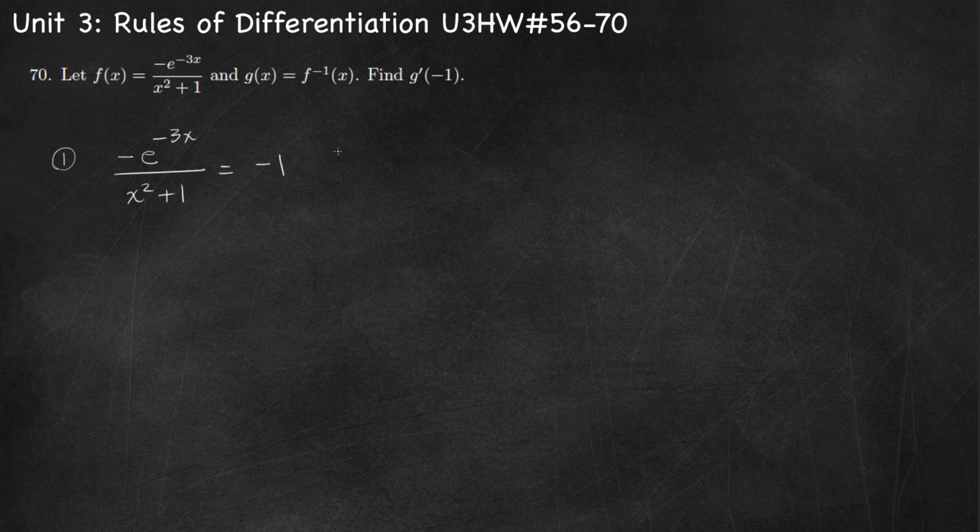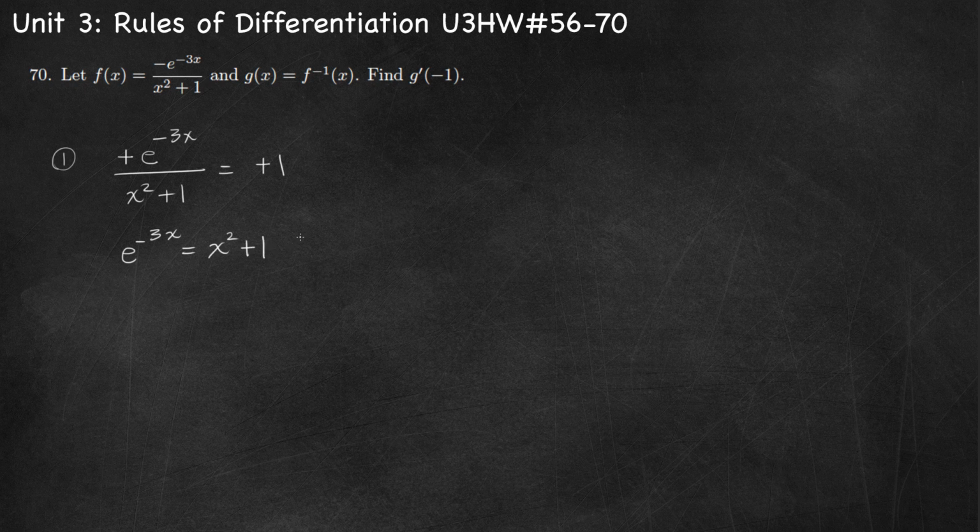Now we can solve graphically. We can try guess and check, although this looks pretty complicated right now. I might want to simplify it a bit first. First of all, I can multiply both sides by negative 1. That'll help because this will become positive and then that will become positive. And then I can multiply both sides by x squared plus 1. So that's going to be e to the negative 3x equals x squared plus 1.